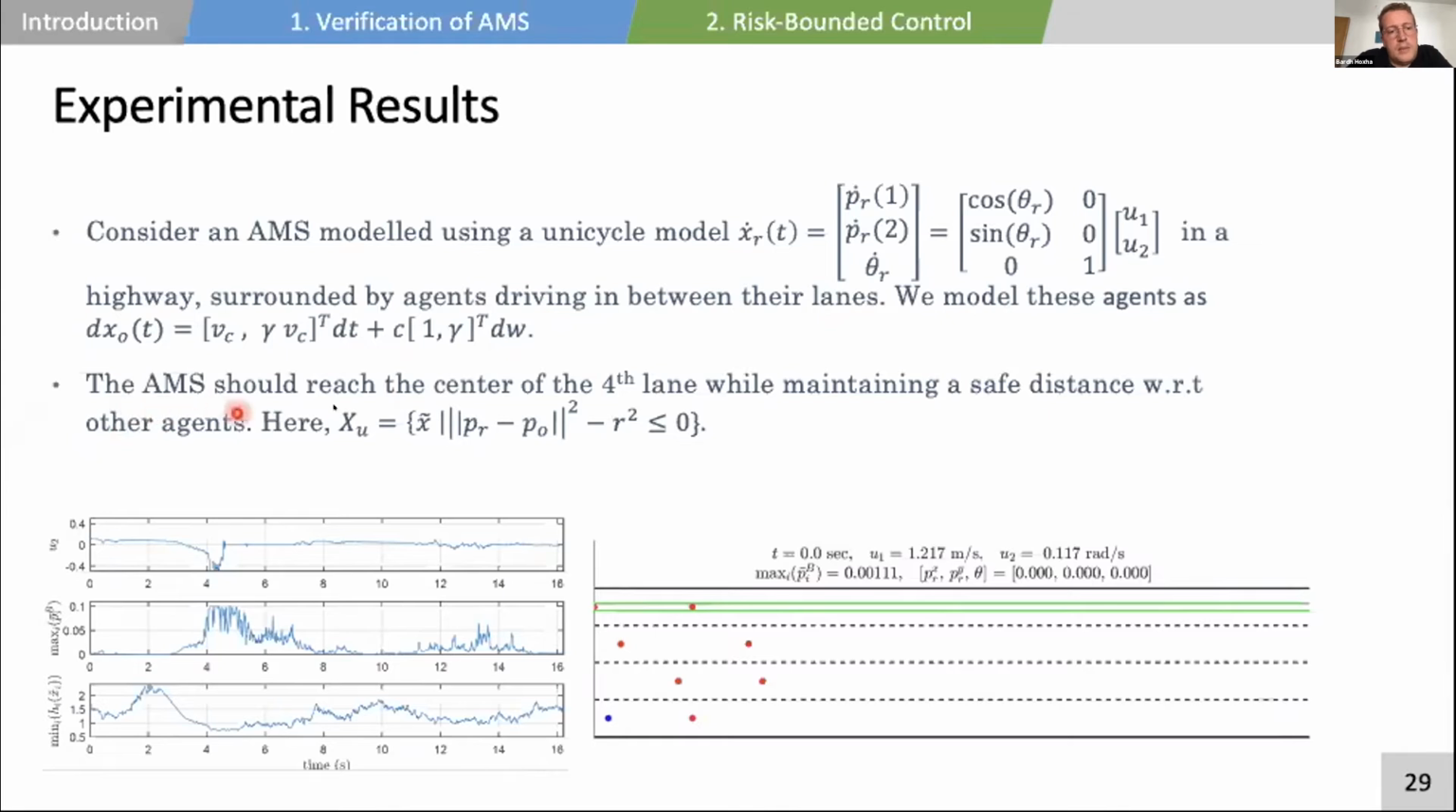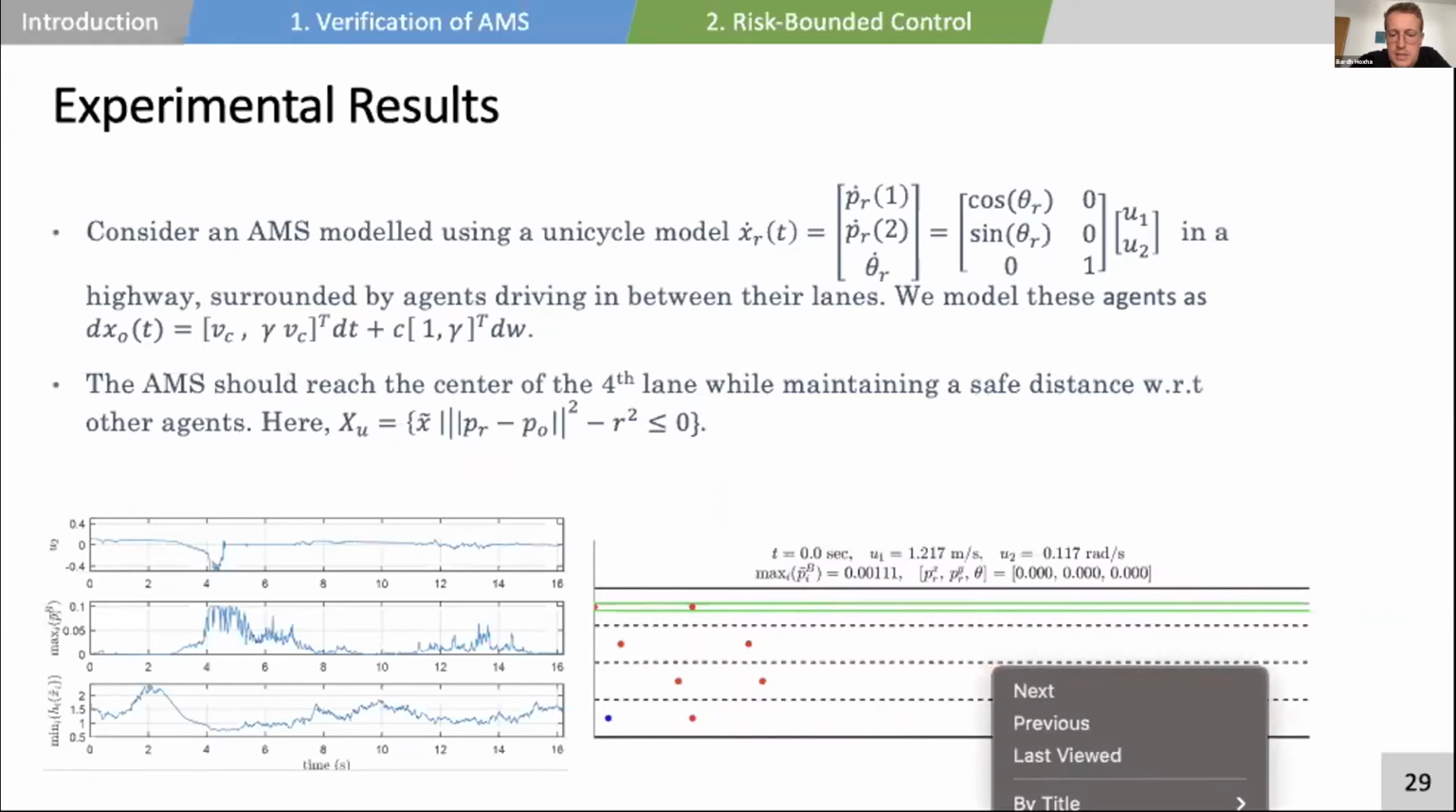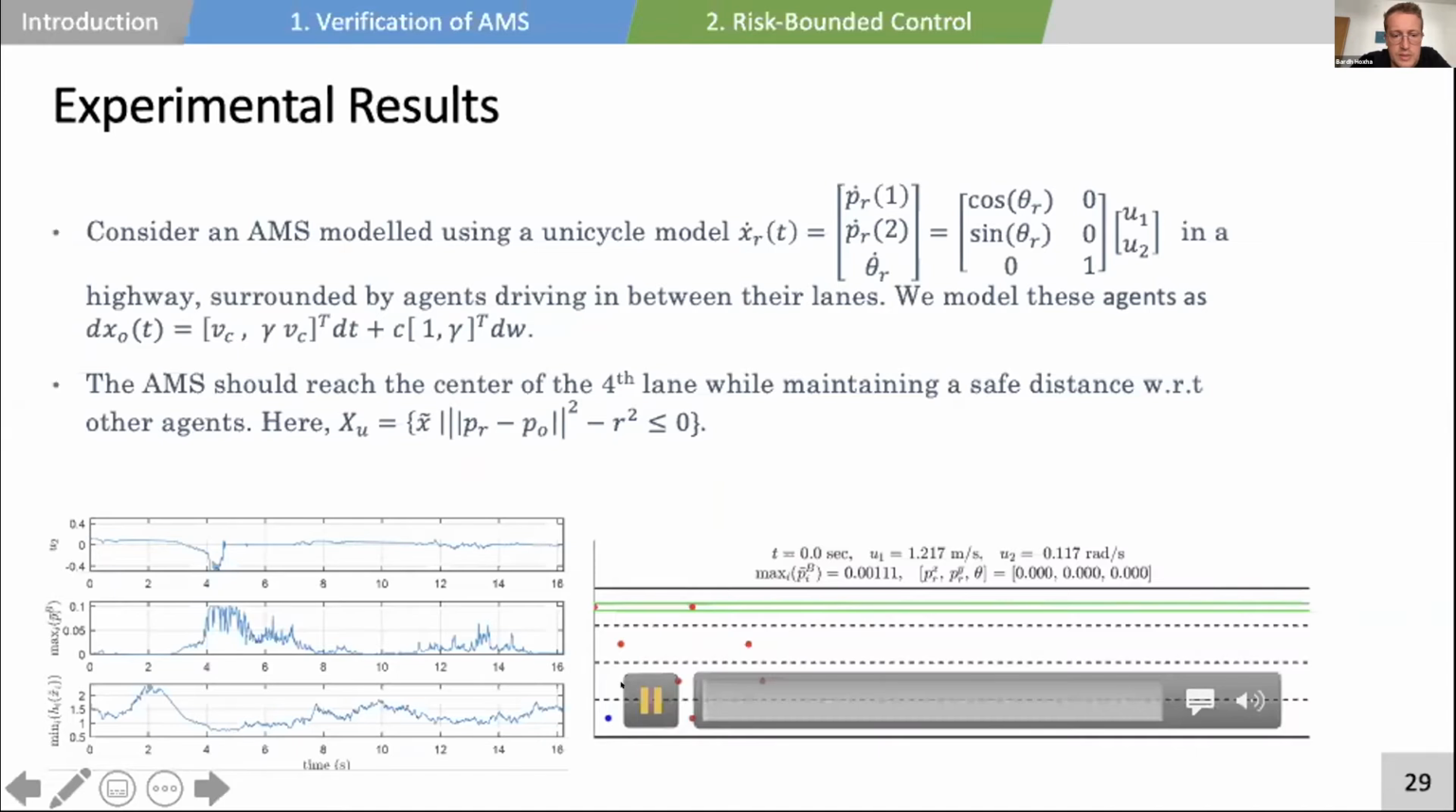The AMS should reach the center of the fourth lane while maintaining a safe distance with respect to other agents. So here, the unsafe set is this expression. We essentially want to maintain a distance from the other agents, and our goal is to get to this part. So let me switch the pointer and try to run this.